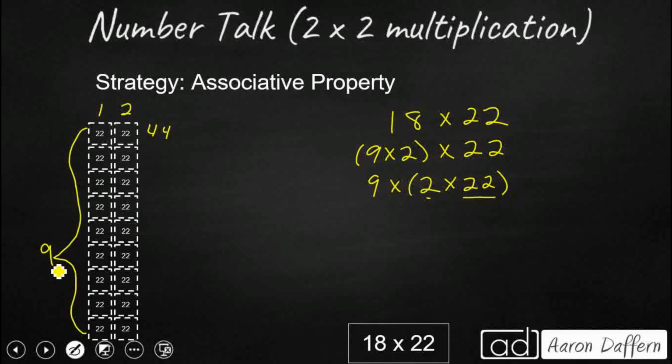We're going to have to skip count by 44 9 different times. So that's going to be 88. That's going to be 132, 176. We're going to get up to 220, 264, 308, 352, and finally back up to 396.